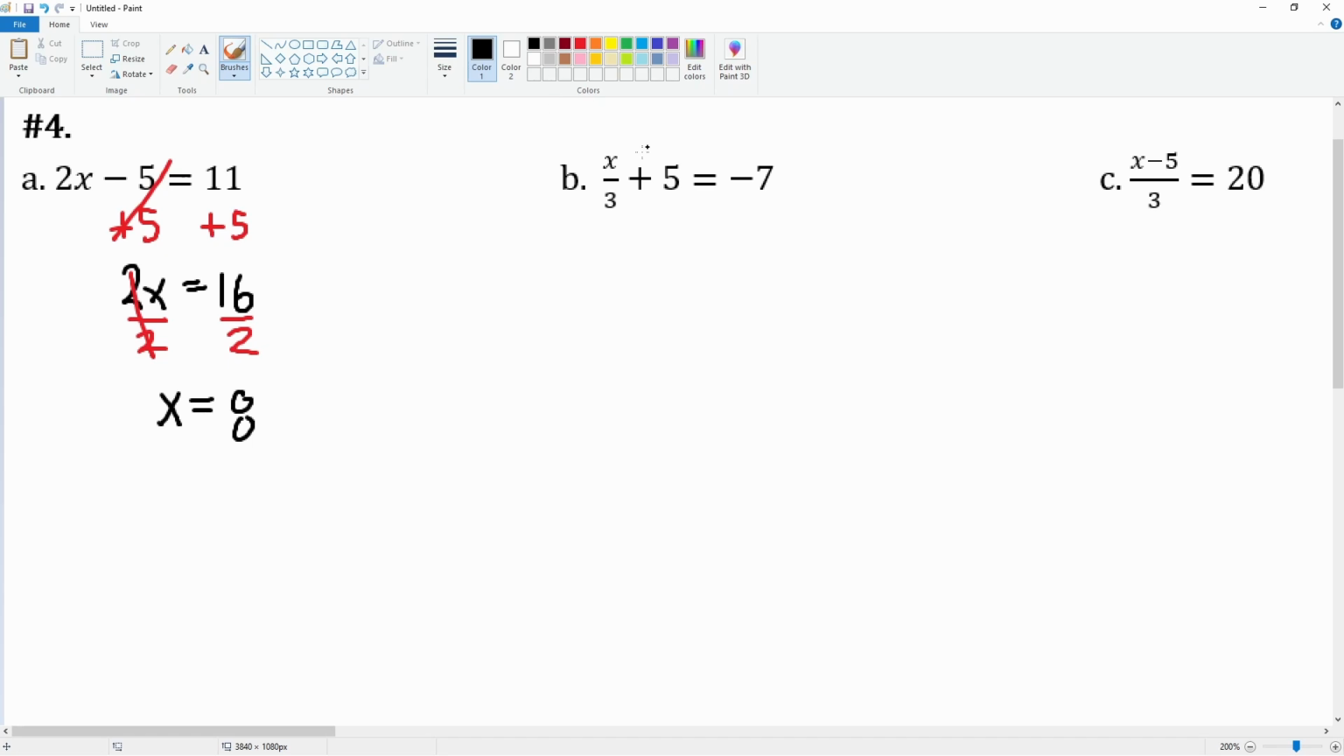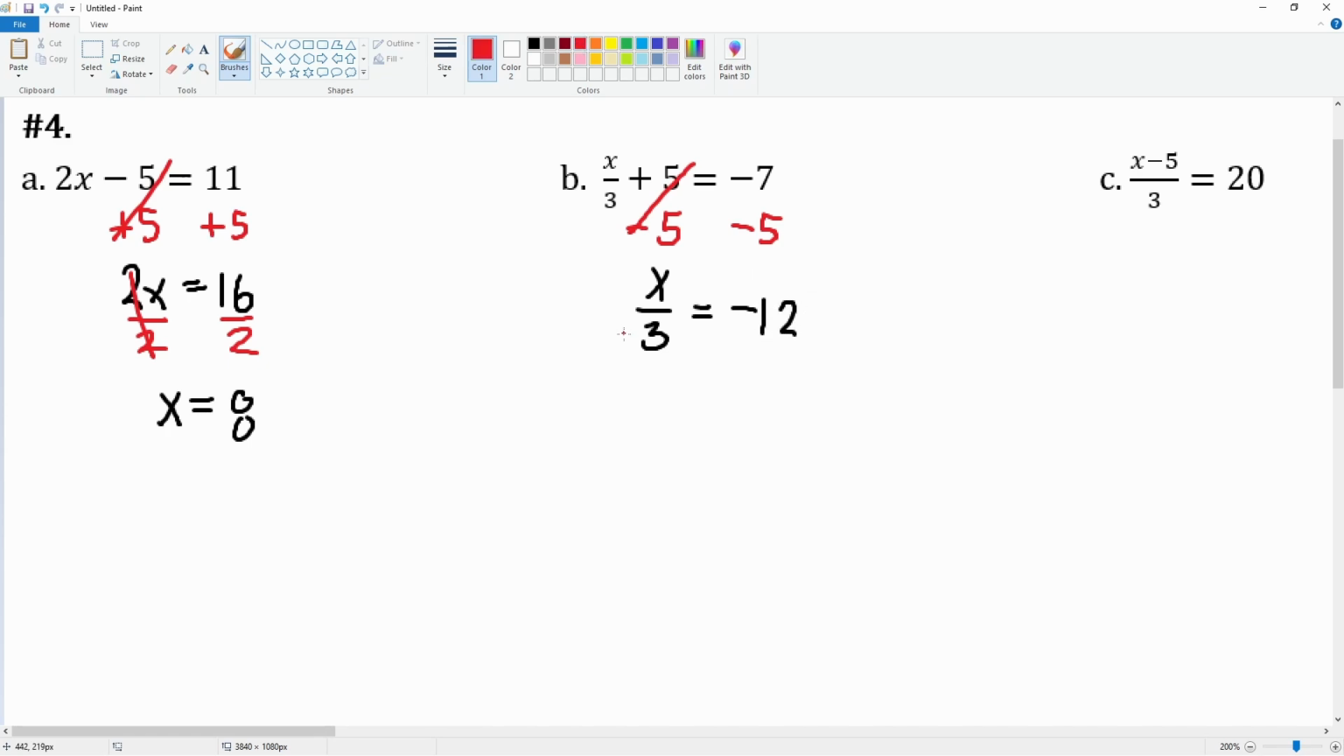Next for B, we have x over 3 plus 5 equals negative 7. If we multiply by 3, we would make the problem worse for right now. So let's try to get rid of that 5 first by creating a 0. We're going to subtract 5 from both sides. The 5's on the left cancel, leaving you with an x divided by 3 on the left. On the right hand side, we have negative 7 and negative 5. That becomes a negative 12.